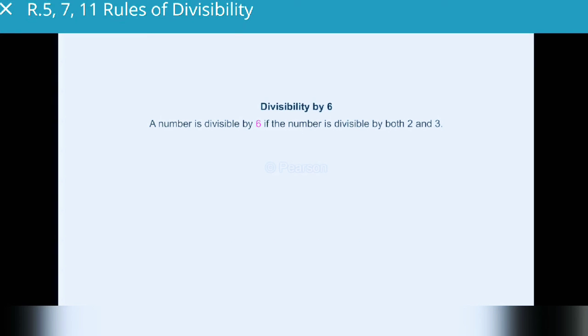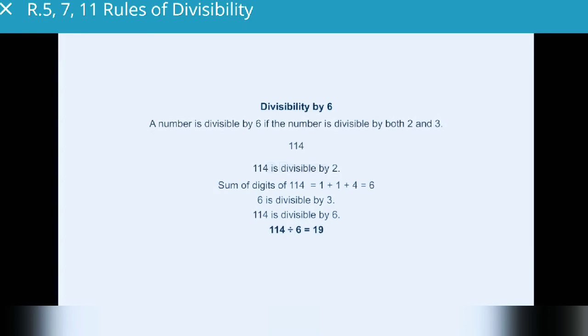A number is divisible by 6 if the number is divisible by both 2 and 3. For example, take 114. 114 is an even number, so 114 is divisible by 2. The sum of the digits of 114 is 6 and 6 is divisible by 3. Therefore, 114 is divisible by 6.